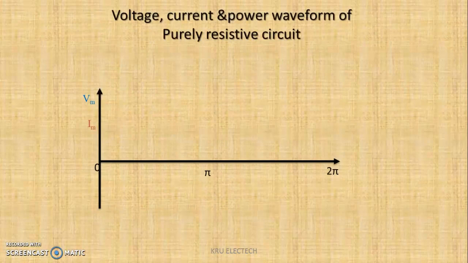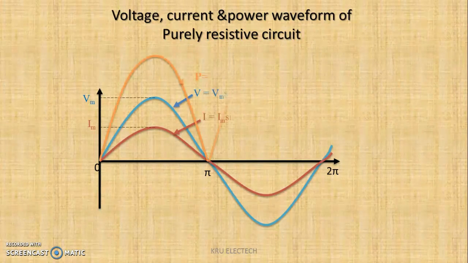Here is the representation of power. We already saw the waveform of voltage and current. Now the power. So in the first half of the waveform, you can see the voltage and the current both having positive values. If you multiply the voltage and current in this region, you will get a positive value. That's why the power is positive in the first half.